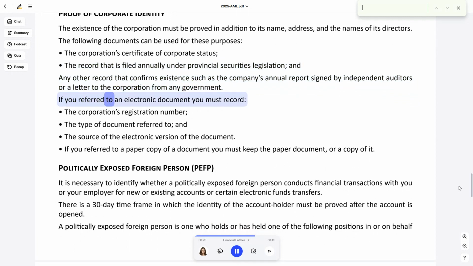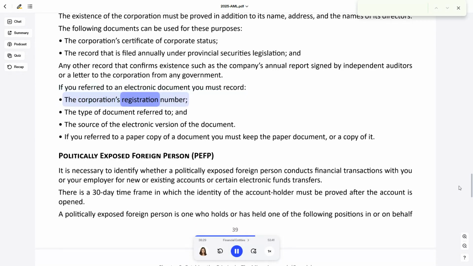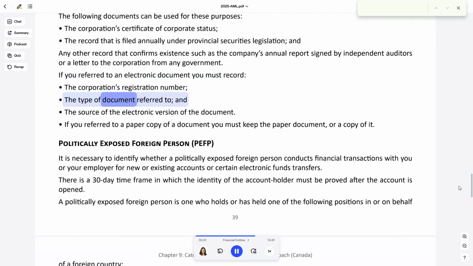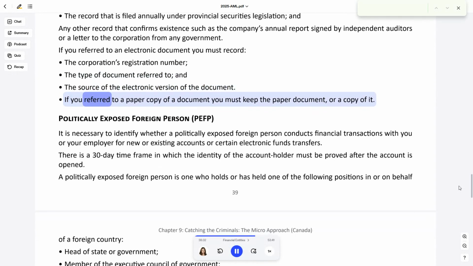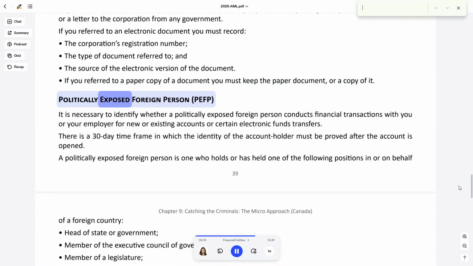If you refer to an electronic document, you must record the corporation's registration number, the type of document referred to, and the source of the electronic version of the document. If you referred to a paper copy of a document, you must keep the paper document, or a copy of it.